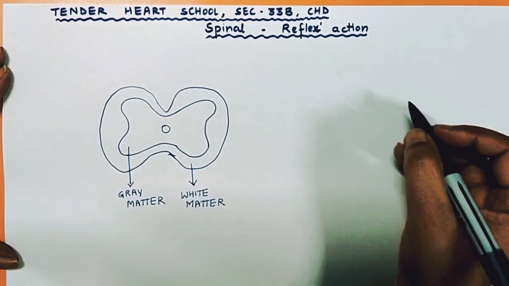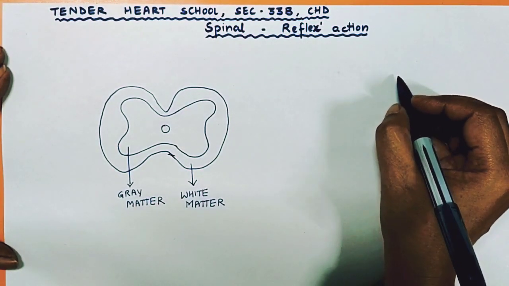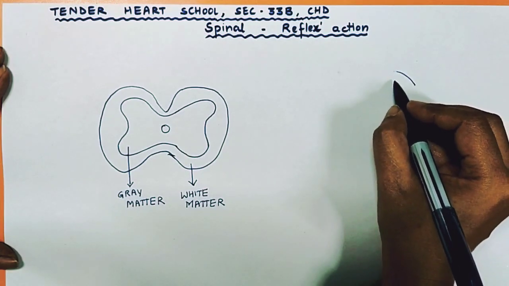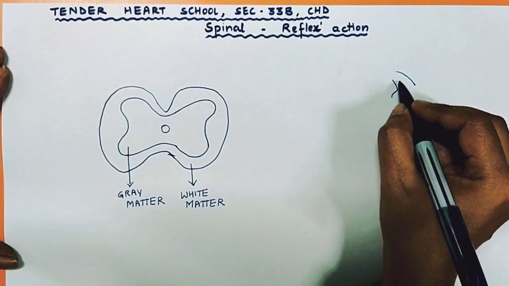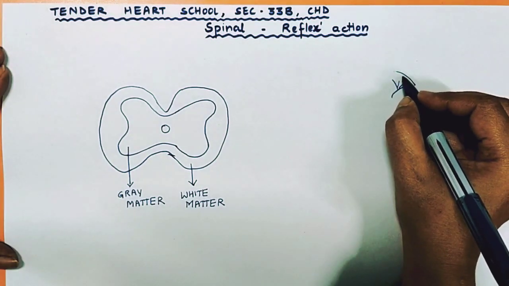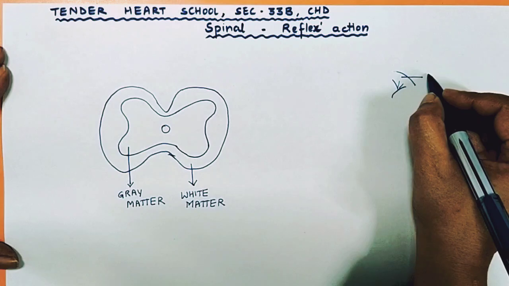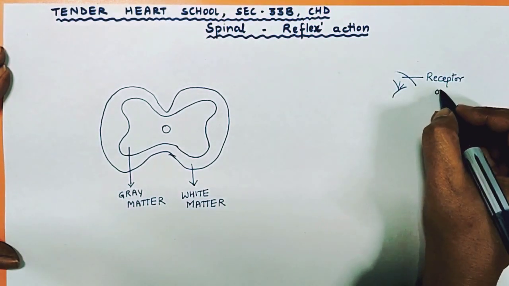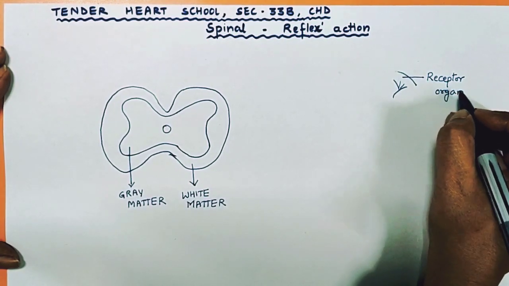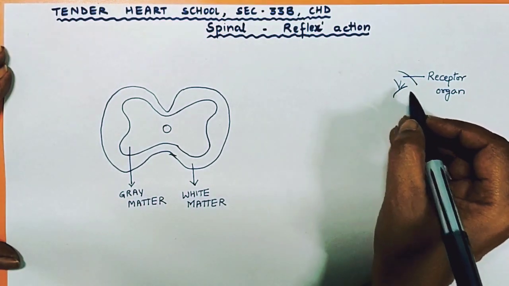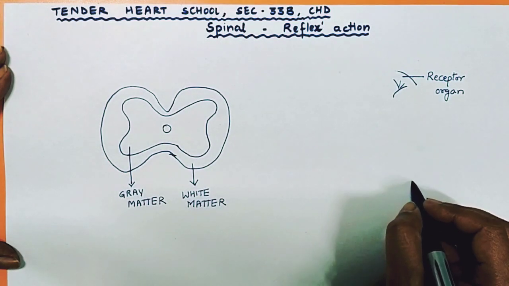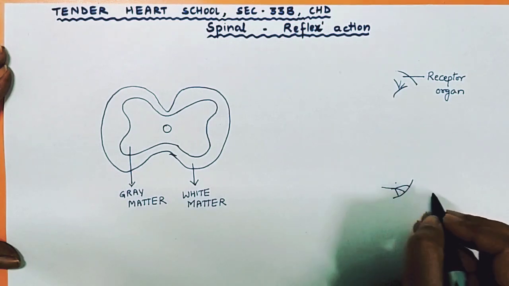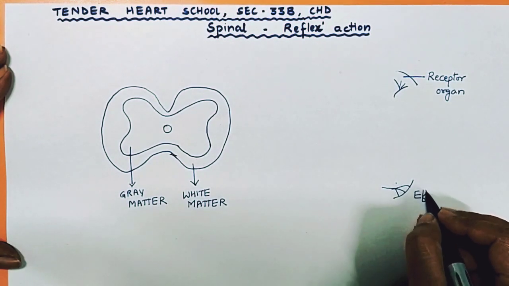Okay, now let us start with the spinal reflex section. So we will draw the receptor organ. Here it may be the hand or the skin. This is the receptor organ. The hand or the skin. And similarly we have the effector organ. So this is the effector organ.